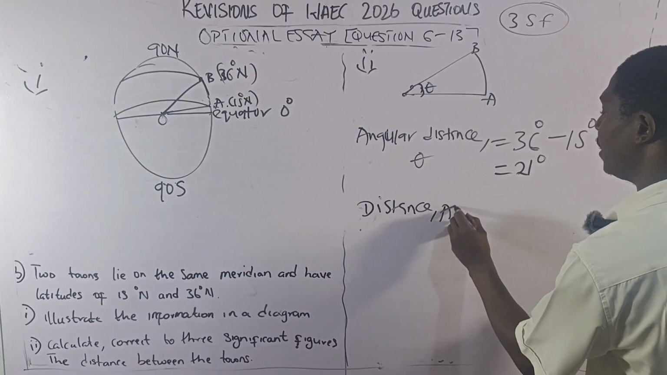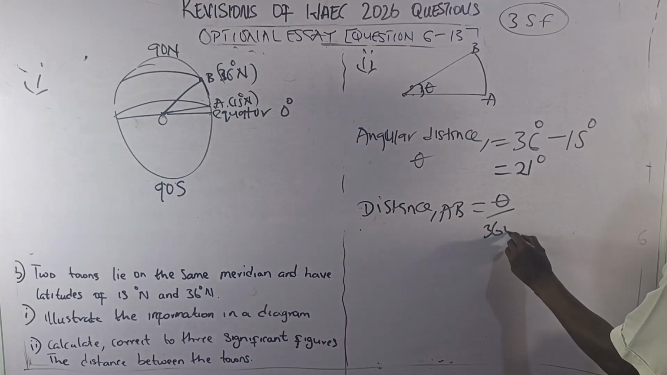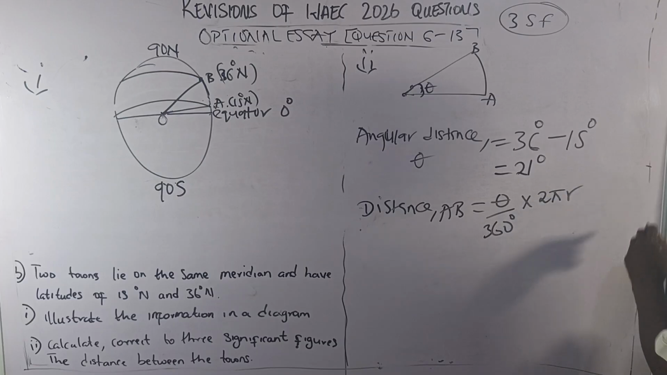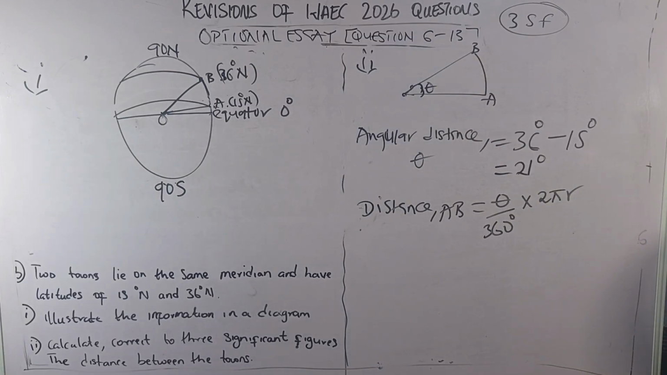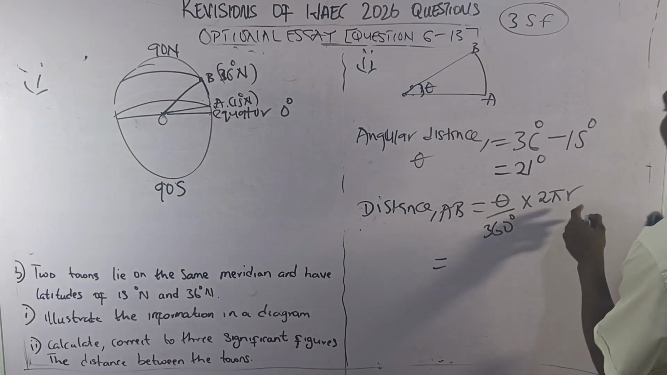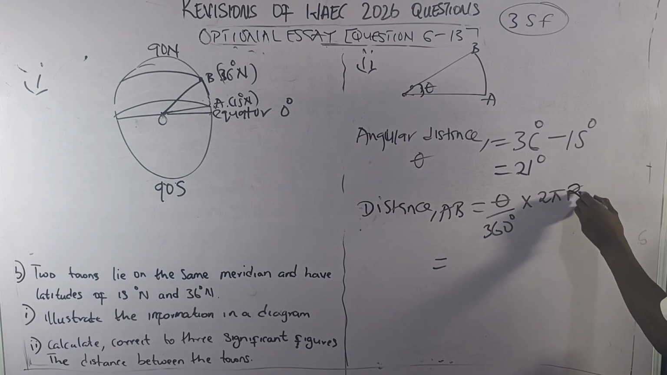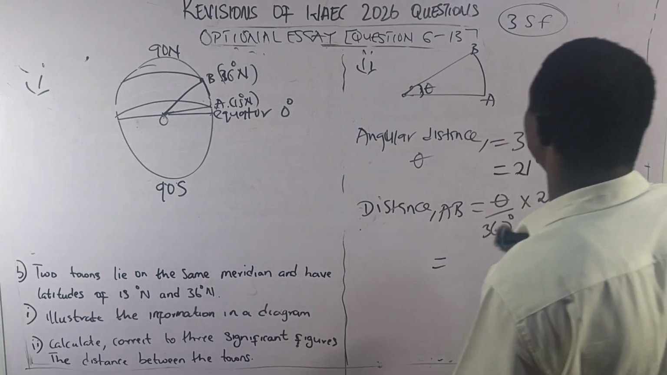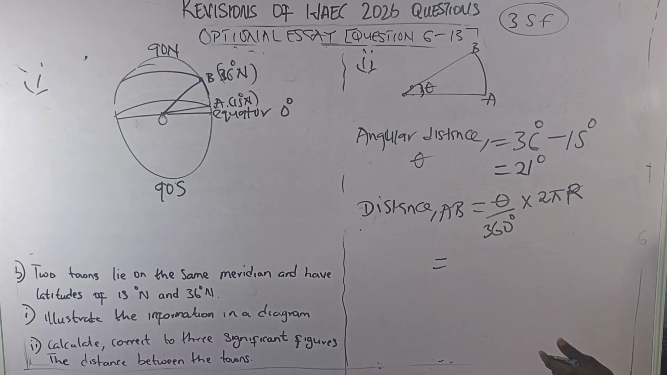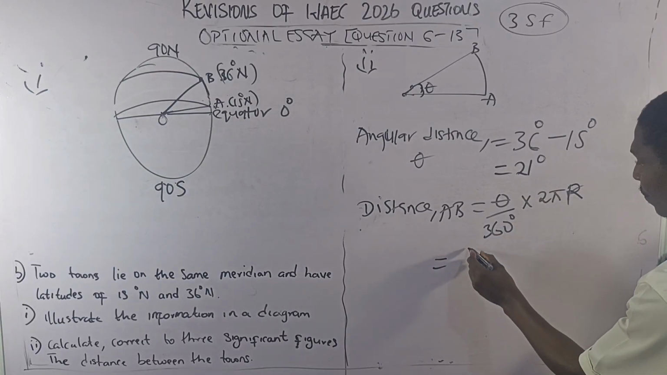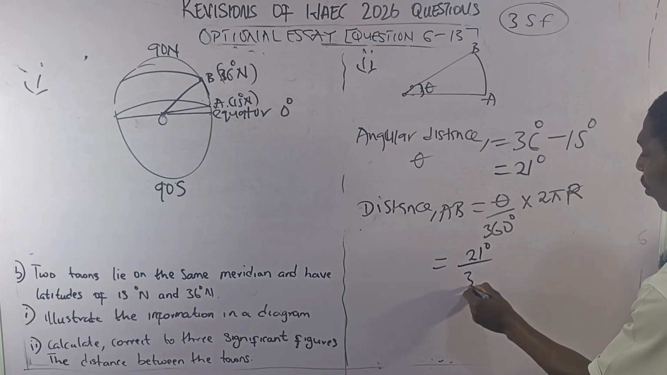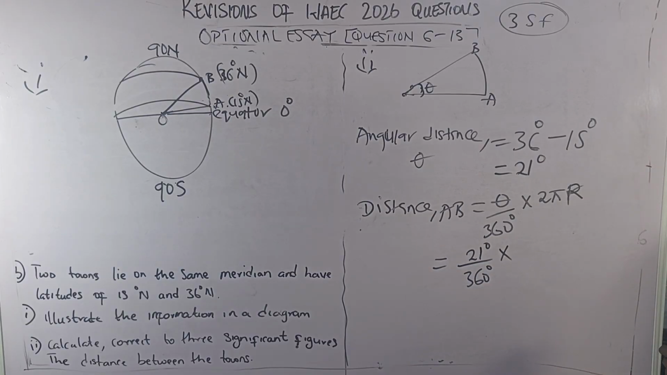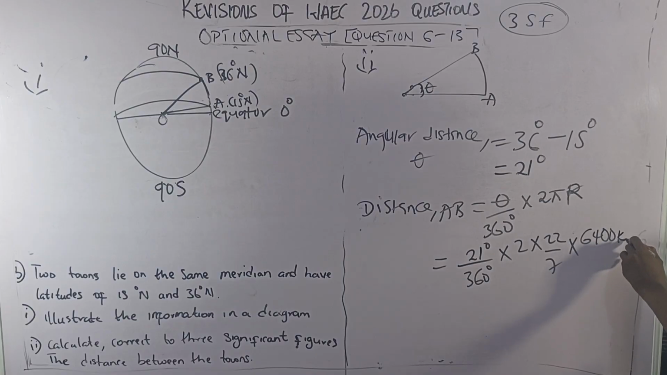Now I've gotten my 21 degrees, and the distance between the two towns is simply distance, comma, AB, simply theta all over 360 degrees times 2 pi R, which is the length of arc AB. Now 21 degrees is already known, and my R here will be equal to capital letter R, which is given as the radius of the earth. I've cleaned it. Okay, let's continue. And pi is given as 22 over 7. So we have 21 degrees all over 360 degrees times 2 times 22 over 7 times the radius of the earth, which is simply 6,400 kilometers. We should know it offhand in case it is not given.